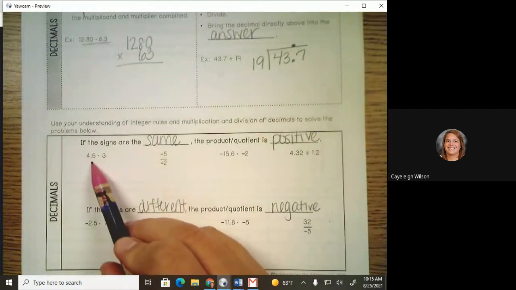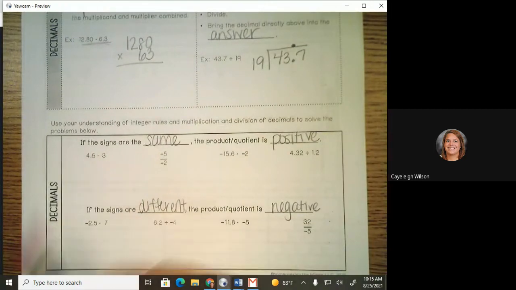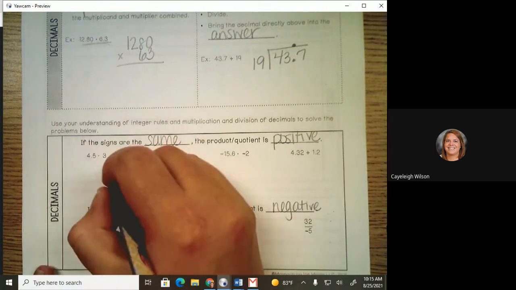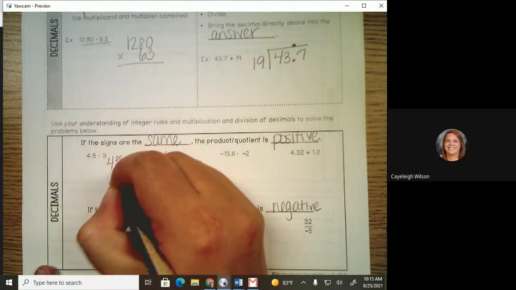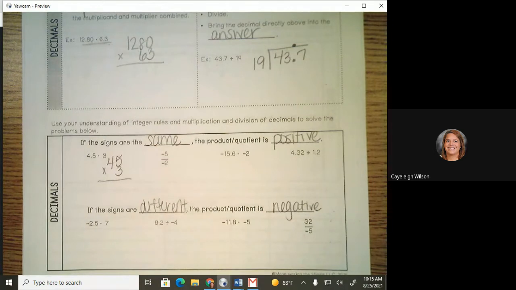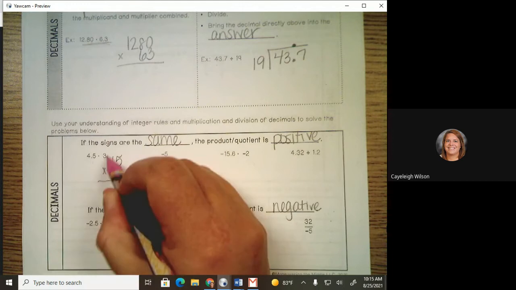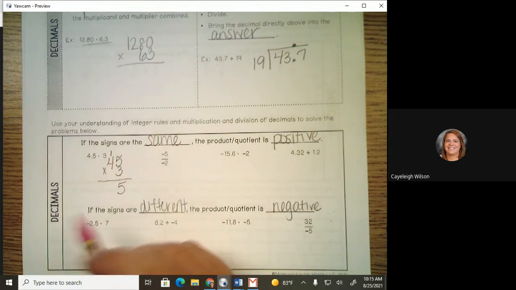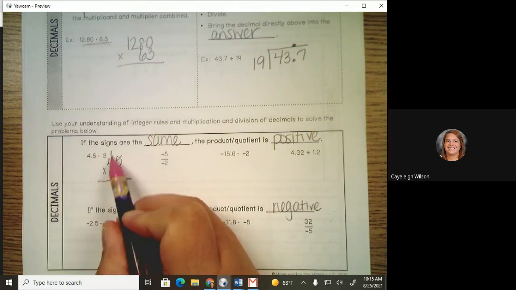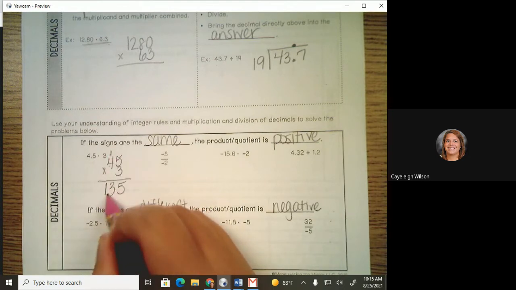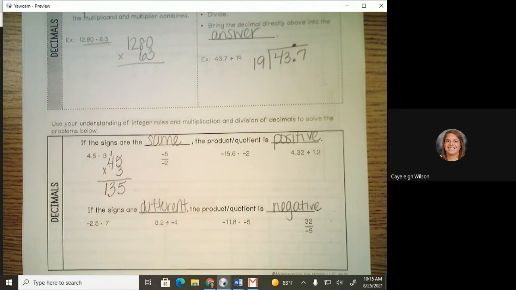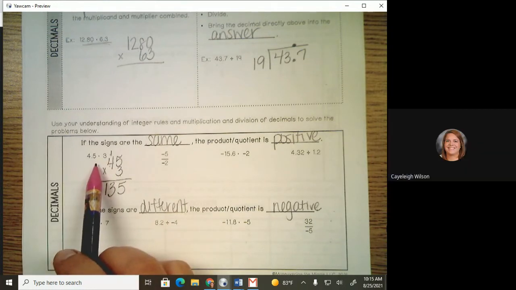All right, so this first one, 4.5 times 3. I'm going to multiply it as if the decimals are not there. So I'm just going to do 45 times 3. All right, and then I'm just going to start multiplying it, okay? So 5 times 3 is 15. And then 3 times 4 is 12, plus 1 is 13. Now, to get my final answer here, I go back to the original problem and I count how many decimals.